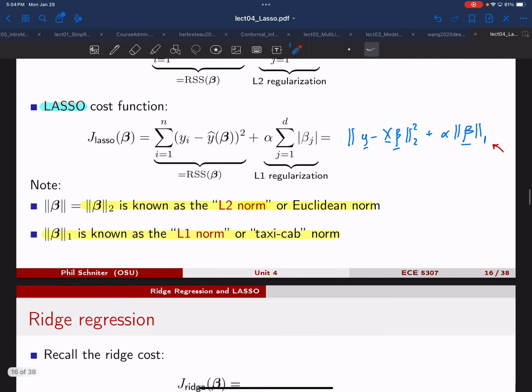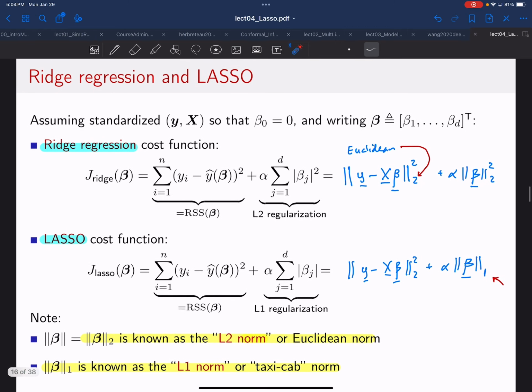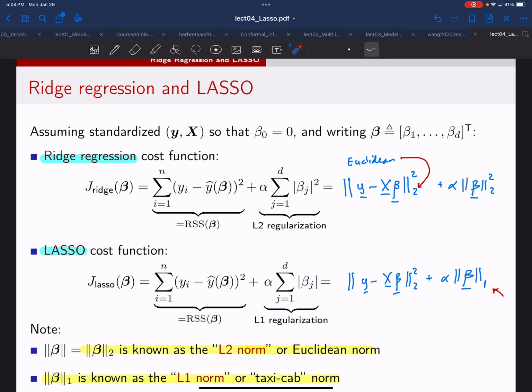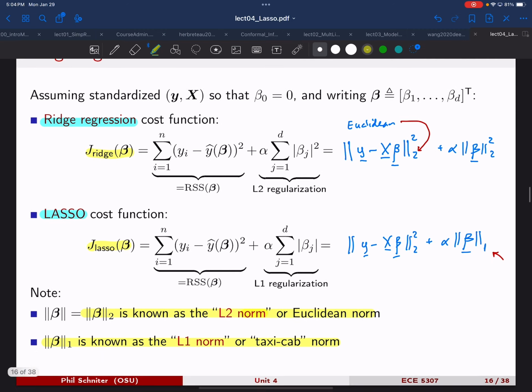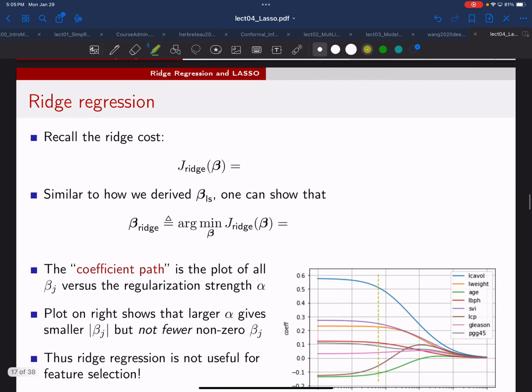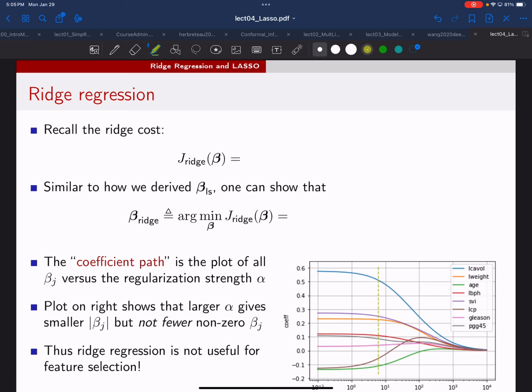Okay, so all right, any questions on this? So now we have our 2 different versions of the cost that we're going to be minimizing. And let's just take a peek at the first one, see what happens when we do this.